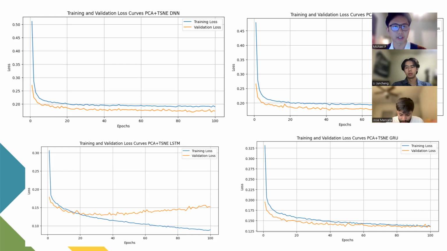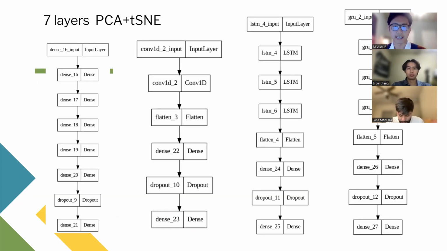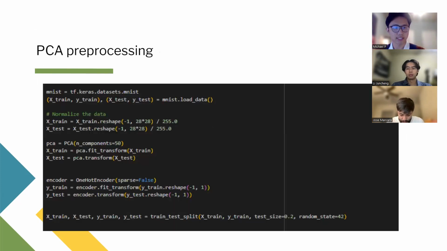So I just picked some of the good results here. And we all know the MNIST data, it's well structured. So all these results run pretty good. And 7 layers, these are the models that we chose for the 7-layer PCA and TSNE pre-process here. And the last question that I asked is, what if we only do PCA instead of PCA and TSNE?